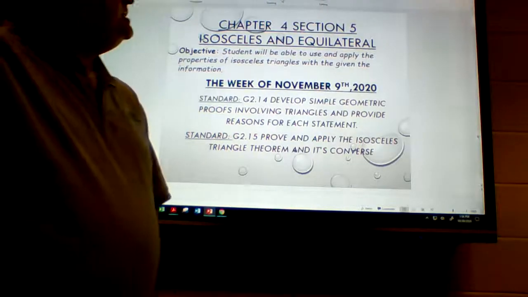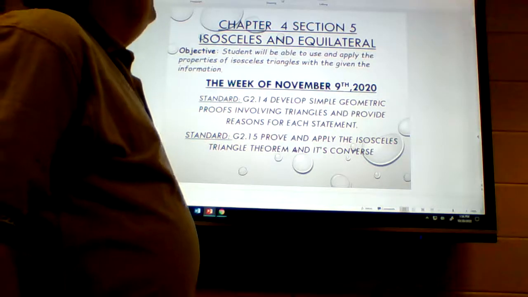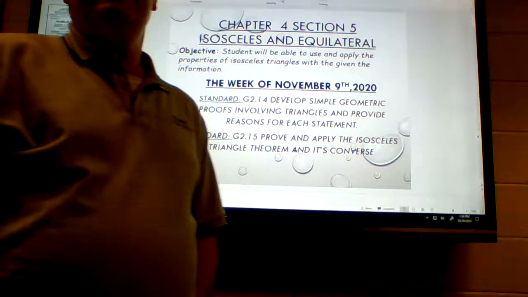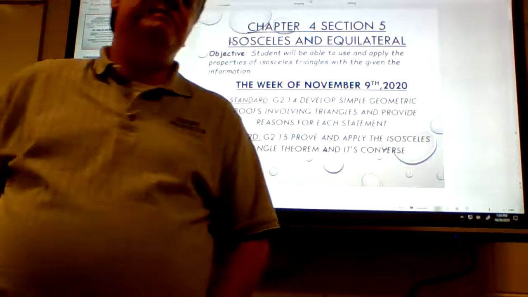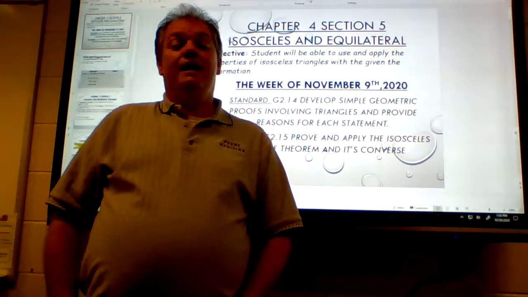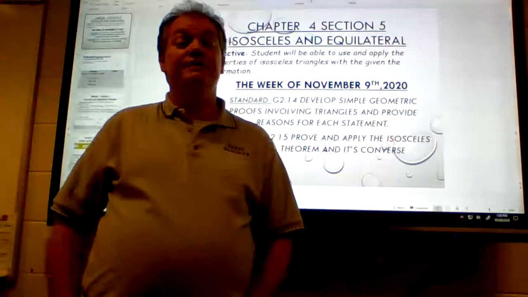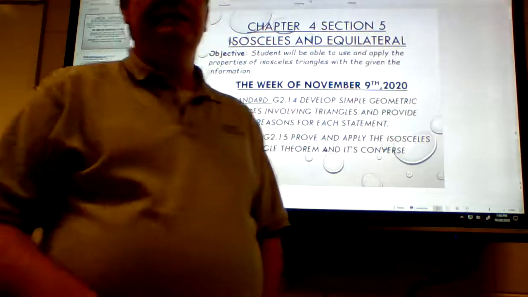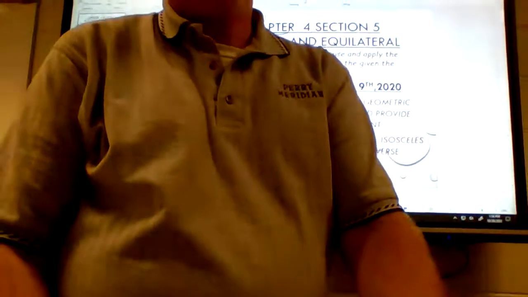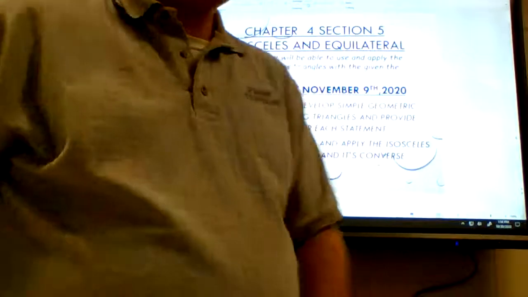Okay, folks, we're going to finish out chapter 4 with section 5 on isosceles and equilateral triangles. Now, I'm going to include a video for 4-6, but we won't be testing over it or anything. I'm just going to throw it in there so you have it to look at, and some important stuff that I'd like you to visit when you get a chance. But we'll talk about that then.